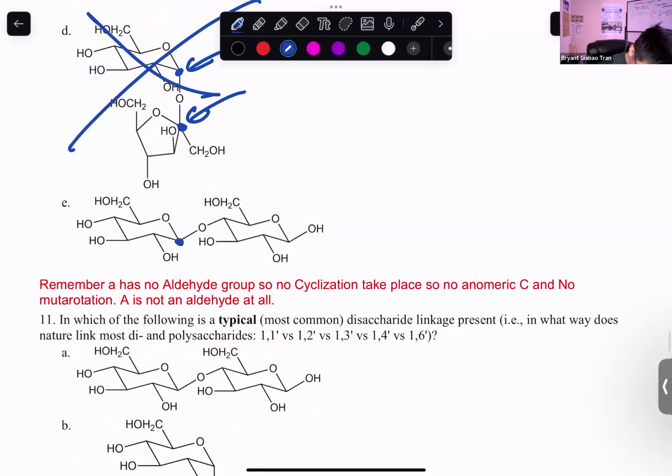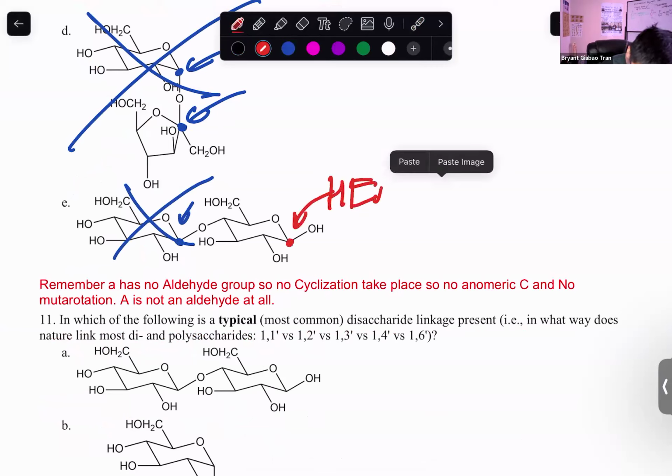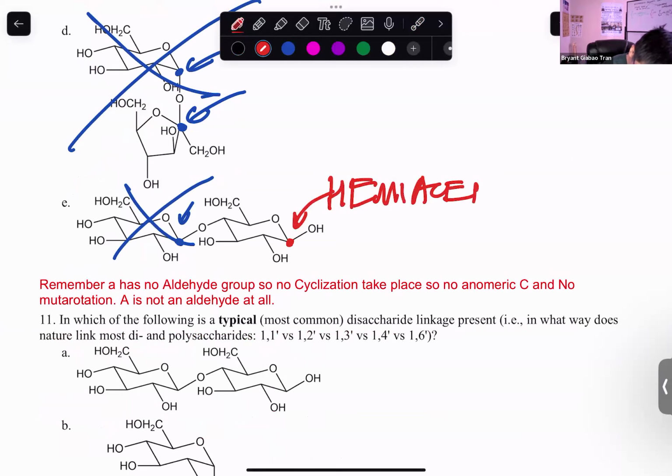For E here, this is the anomeric carbon. OR group. So this part of the molecule here is a non-reducing sugar. But if we look at this anomeric carbon right here, that is a hemiacetal, where we have one OH group, one OR group, making this a reducing sugar, which can do mutarotation. So the answer here is E.